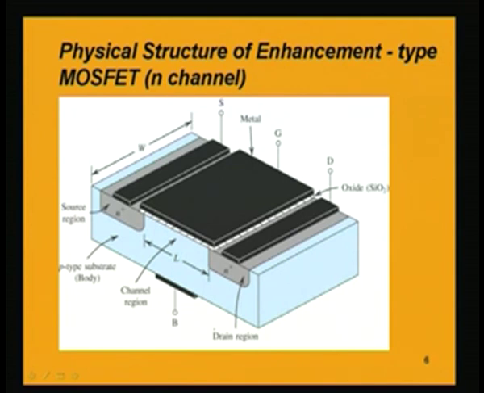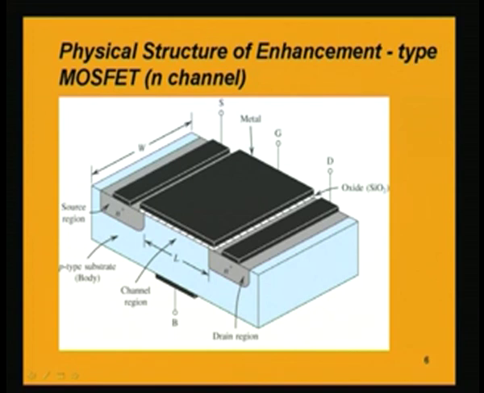So, here as we see, there is a P type of substrate, which is the body of the MOSFET, and there are two N regions. Here they are shown as N plus and N plus. Just plus means that it is a heavily doped N region, and we will use minus for lightly doped N region.